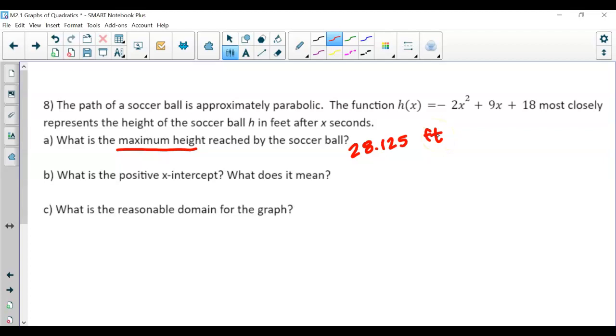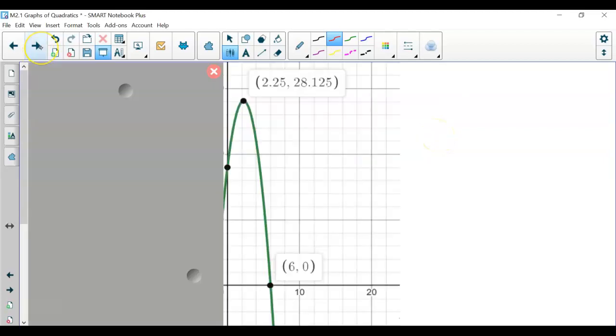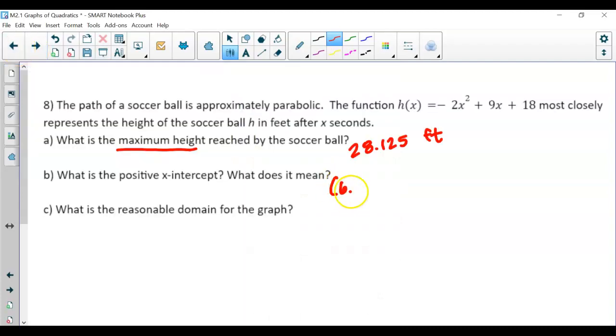What is the positive x-intercept? We don't need the negative because you can't travel in negative time. So you should have said that this is 6, 0. And what does it mean? Well, it means that the soccer ball was in the air for 6 seconds before it hit the ground.